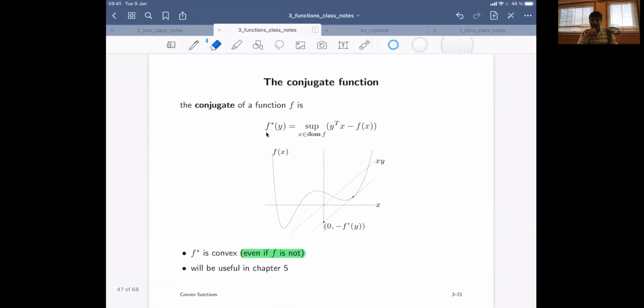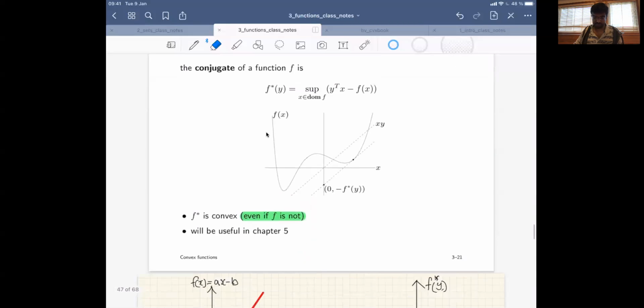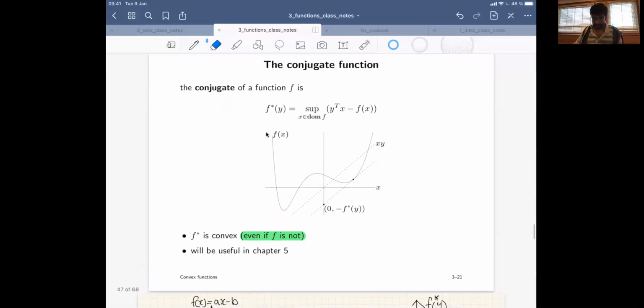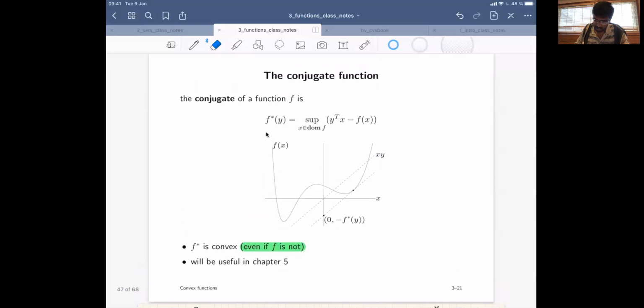And next topic is conjugate function. This is an important concept that we will be using in the lectures later. But now we will just see what it is. Yes. So conjugate function. Let's say, consider a function f of x. Okay, it can be convex or non-convex.